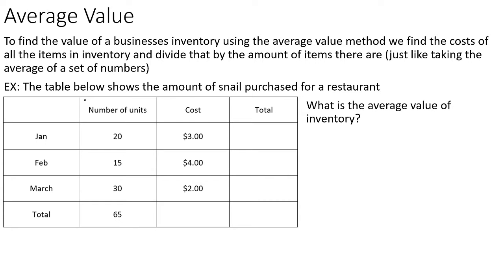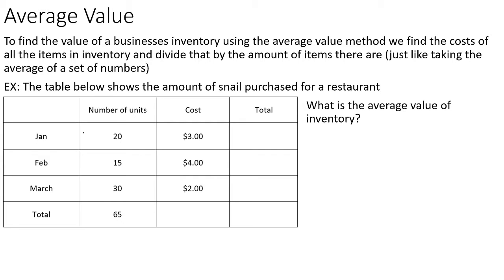So the average value. When a business buys items to sell, usually the cost of those items fluctuates depending on when they buy them, especially if they're really seasonal, like fruit or produce. So finding out how much your inventory is worth is a little bit difficult if you have items that cost you different amounts but are the same item. Let's say these are avocados, or snails in this case. A restaurant buys snails to use in their dishes.